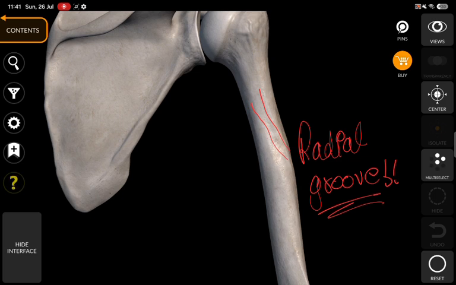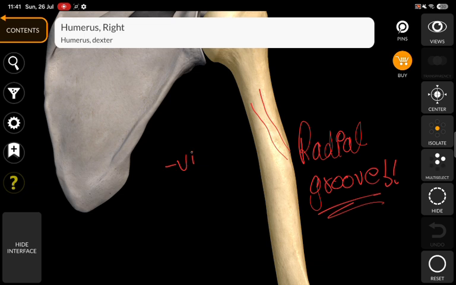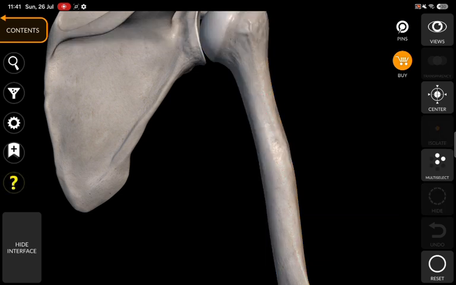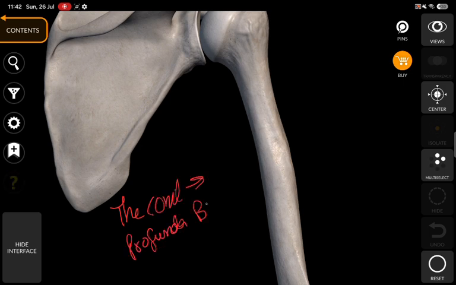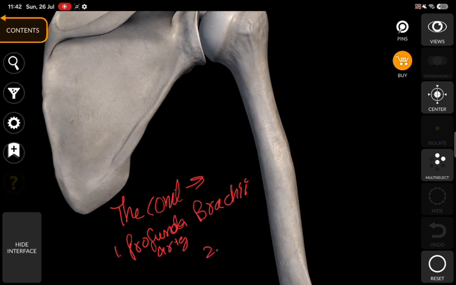Right, so now we need to know the content of the radial groove. It is a very important viva question, right? And what is it? The content is the profunda brachii artery and radial nerve.